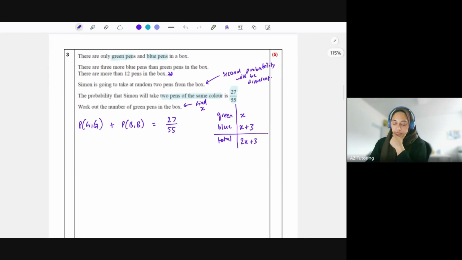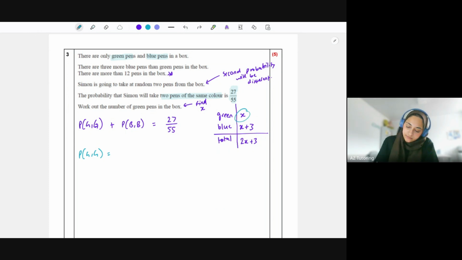Okay, so we've analyzed the probability question. Now let's actually solve it. So probability of green, green. What I've essentially done so far, all this here, I've just rewritten the whole question in mathematical terms, because it's quite hard to go back in and search for your information. So probability of green, green. What's the probability that the first one will be green? Well, it's X out of the total, so X over 2X plus 3. And because we're doing the probability that the second one will be green, we times at this point. So remember, when you're combining probabilities of different ones, you add them.